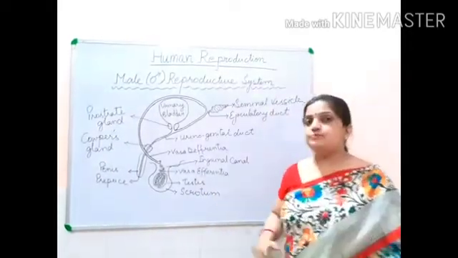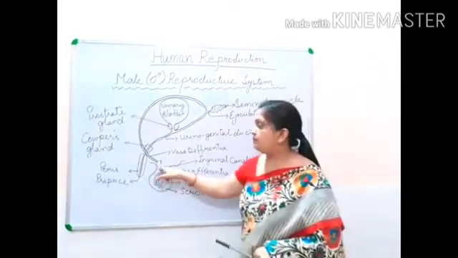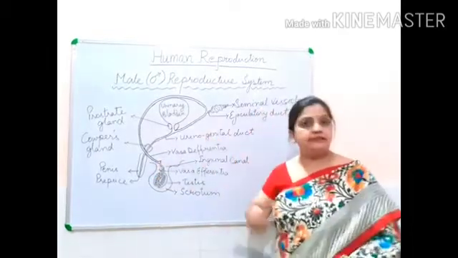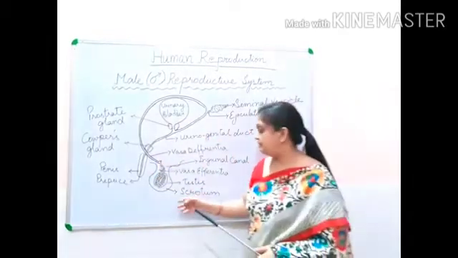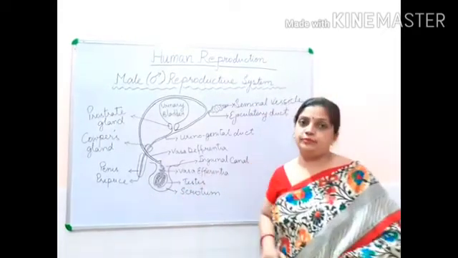Now, extra abdominal and intra abdominal. So, the parts from vasa deferentia onwards are all intra abdominal parts, and the scrotum is the extra abdominal structure.